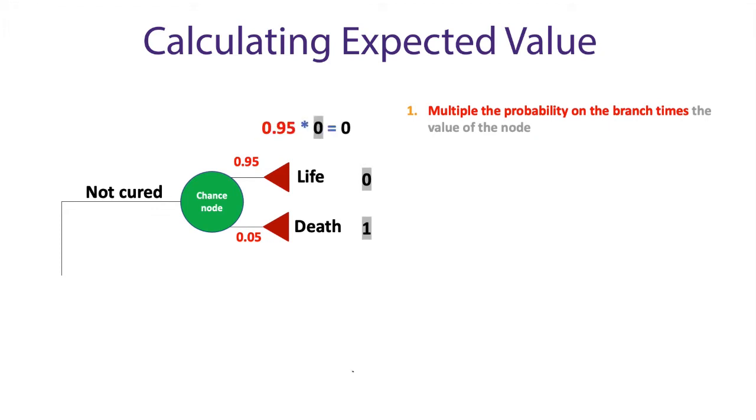So we have the 0.95 times 0 gives us 0, and you see where the 0.95 comes from, and the 0. The next thing you do is you multiply the 0.05 times the 1, and you get the 0.05. And here you see where the 0.05 comes from and where the 1 comes from.